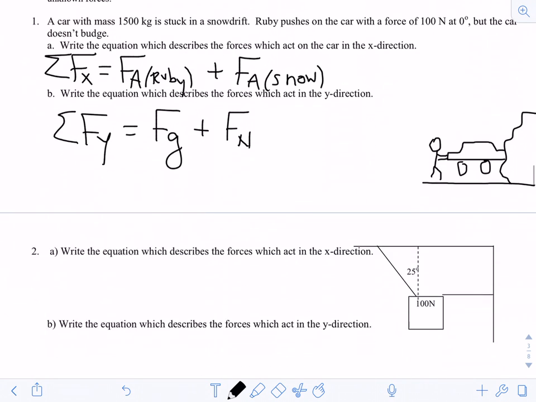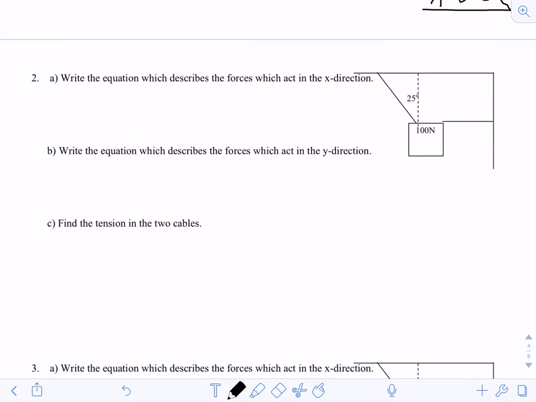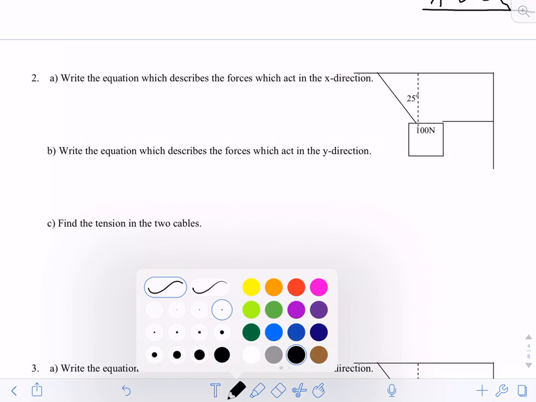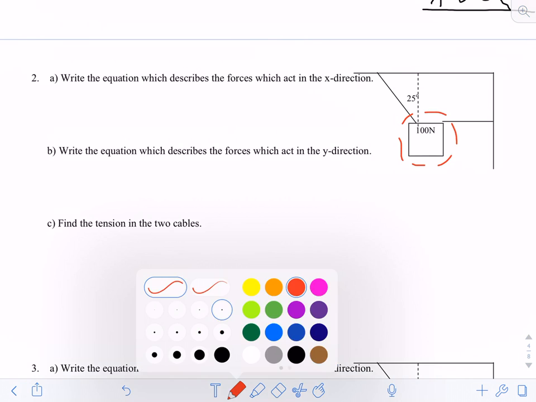Okay, so let's look at a new problem. Let's write some force equations and then use those force equations to actually solve for some quantities of forces. So what we have here is a mass, and it's hanging from two cables. One cable is pulling straight to the right, the other cable is pulling up and to the left at an angle of 25 degrees from vertical.